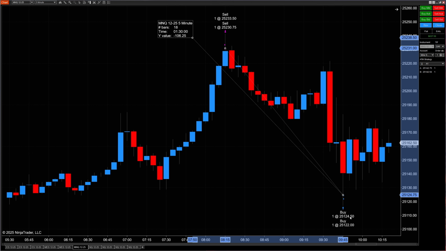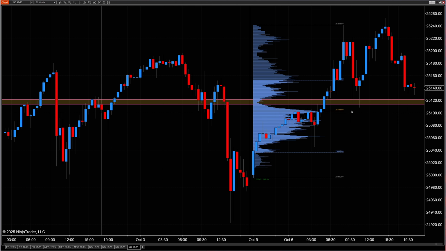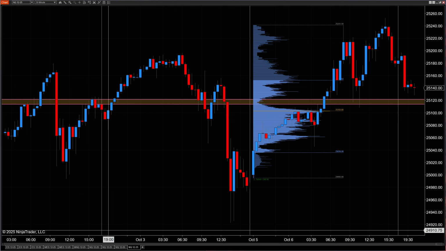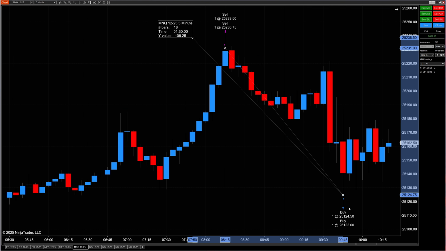If you notice, both of these contracts, one got out at 25,122.00. The other contract was exited at 25,124.5. Now, if we actually go look at where that imbalance came in, the top of that imbalance zone was actually 25,121.5. So as you can see, I did slightly exit just above that zone, but it was only by a couple points.